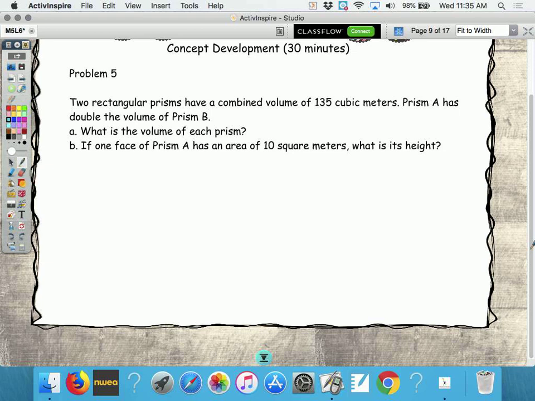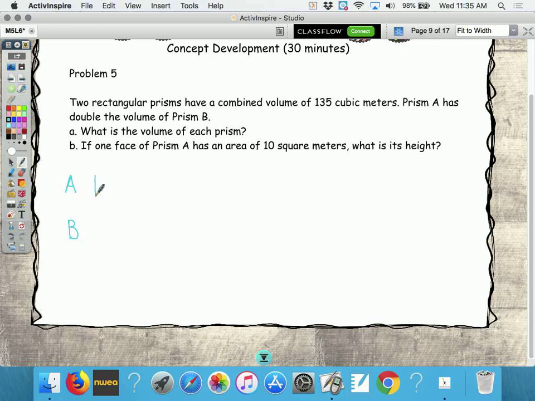Okay, 2 rectangular prisms have a combined volume of 135 cubic meters. Prism A has double the volume of Prism B. What is the volume of each prism? Now, I'm not even going to read B yet, so don't plan on using this 10 square meters until we get to this question. The first question says, 2 rectangular prisms have a combined volume of 135 cubic meters. Prism A is double the volume of Prism B. What is the volume of each prism?